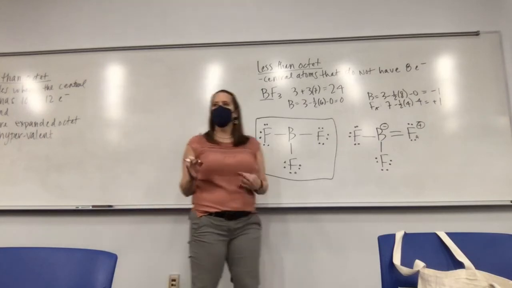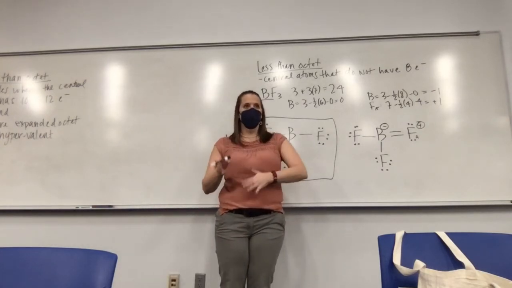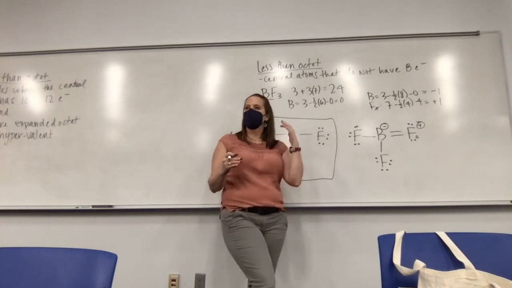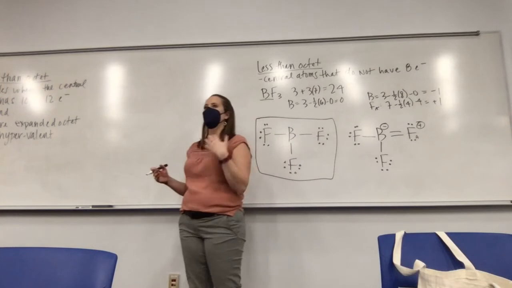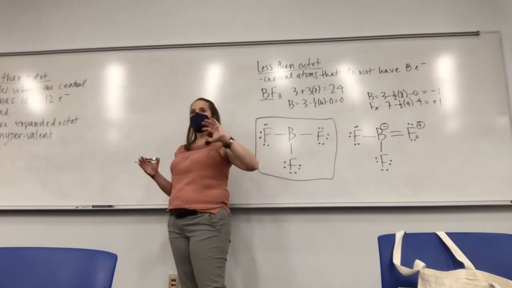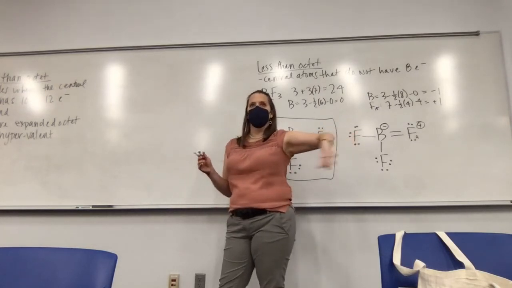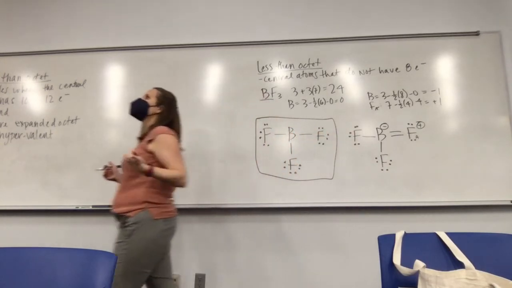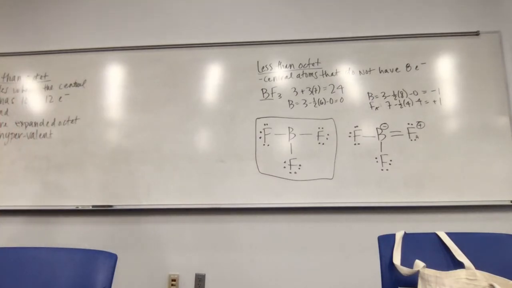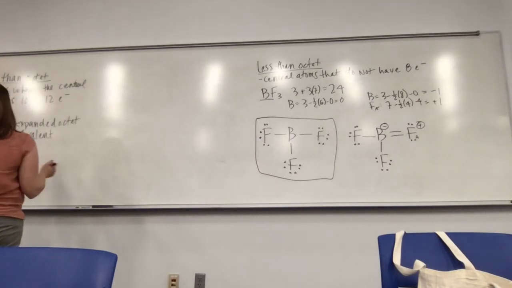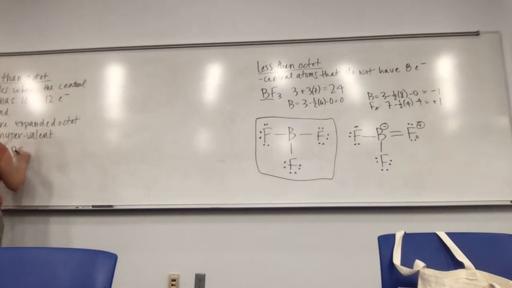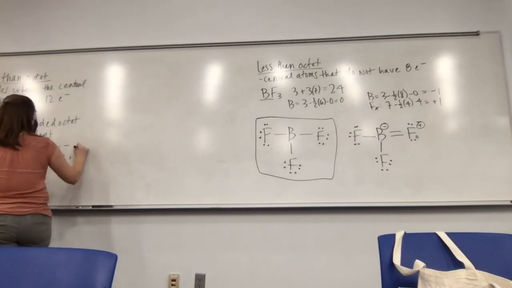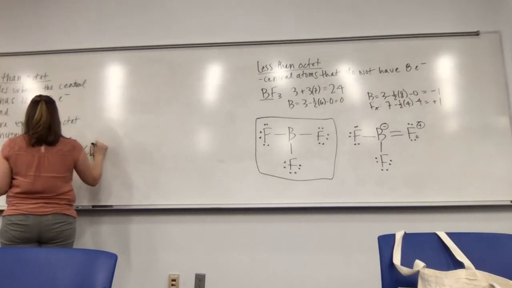Now, you may have more in terms of 10 or more in terms of 12. There's no more than that. You can't have 14, 16, or 18. We've talked about less than octet, but more than octet is either 10 or 12. So some examples of that are as follows: SF4, AsF6 minus, ICl4 minus, and PF5.